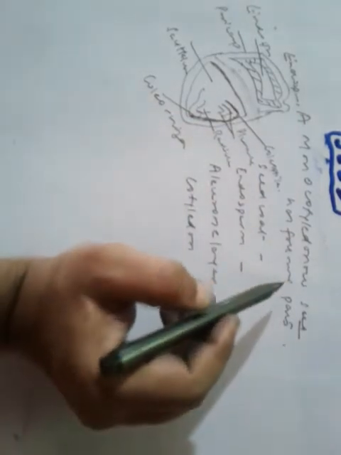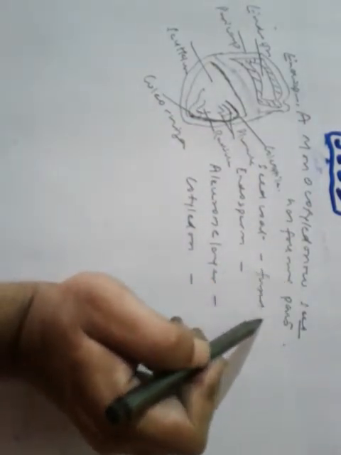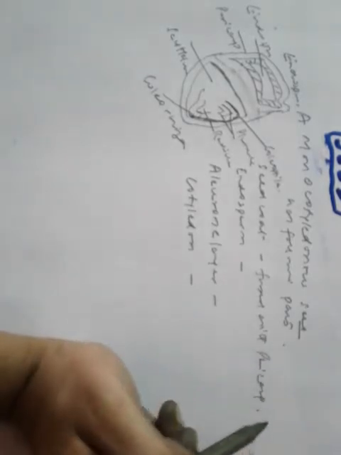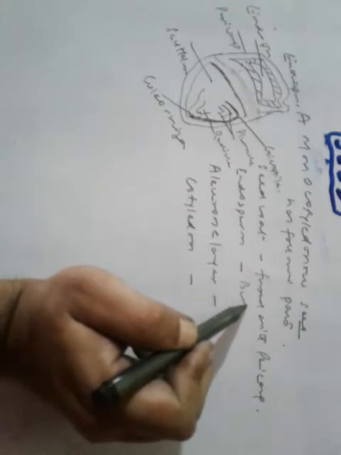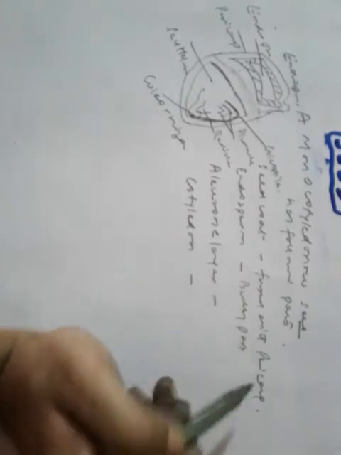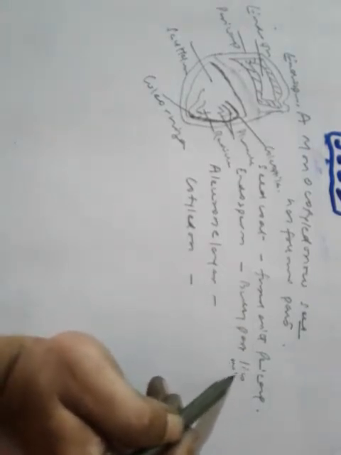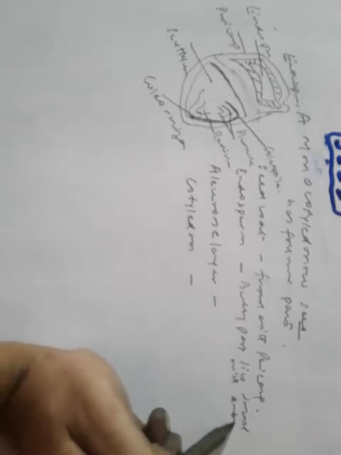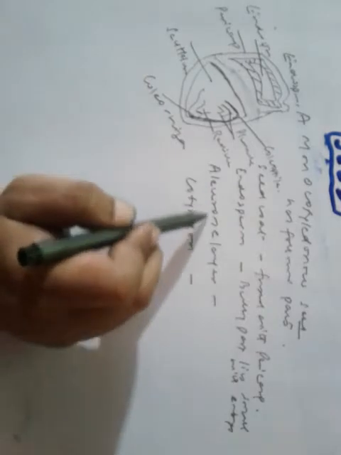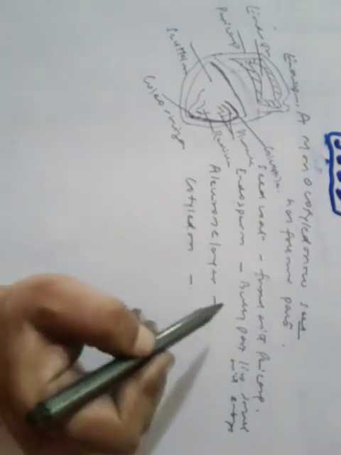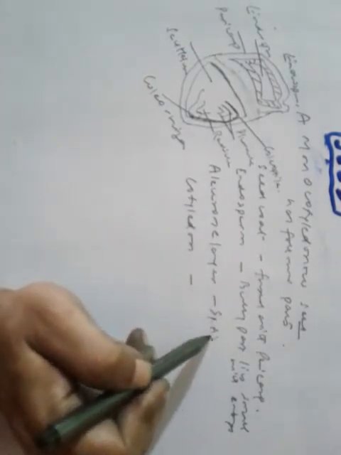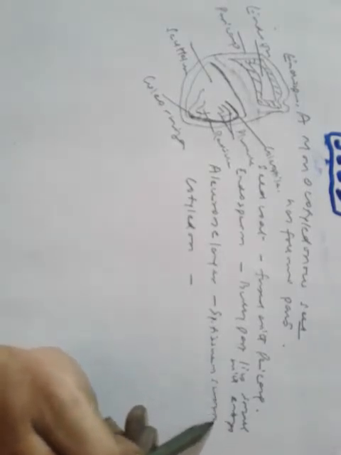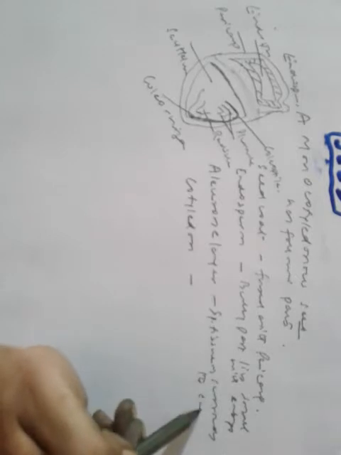So seed coat, it is fused with pericarp. Endosperm, it is the bulky part and it lies within a small embryo. Aleurone layer, it is a special tissue and it surrounds the endosperm.